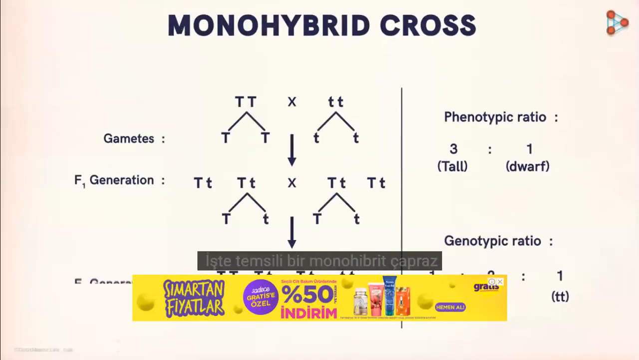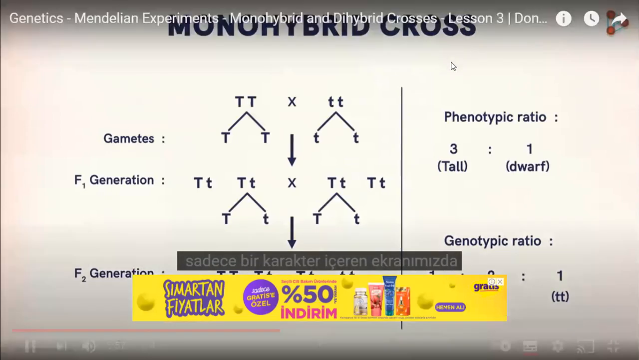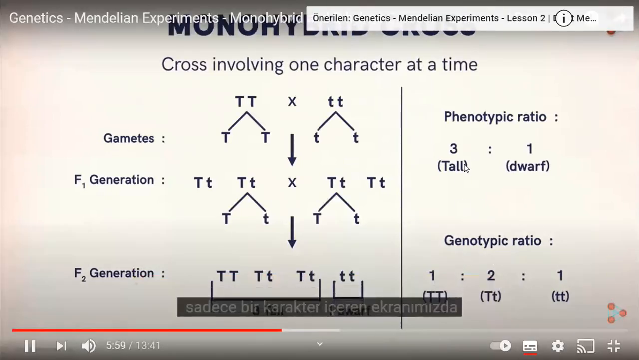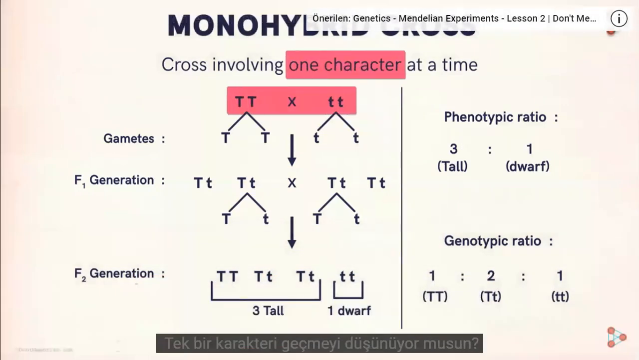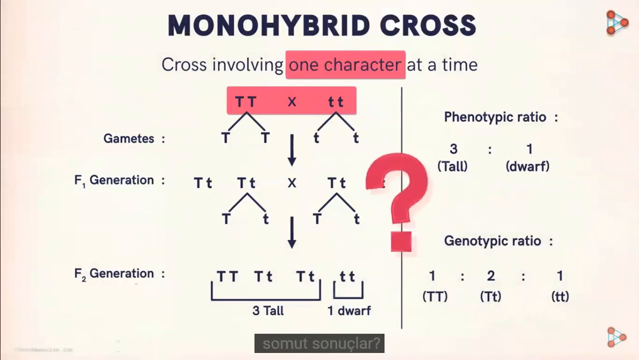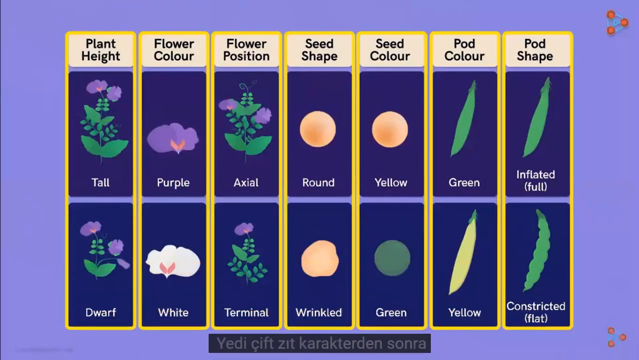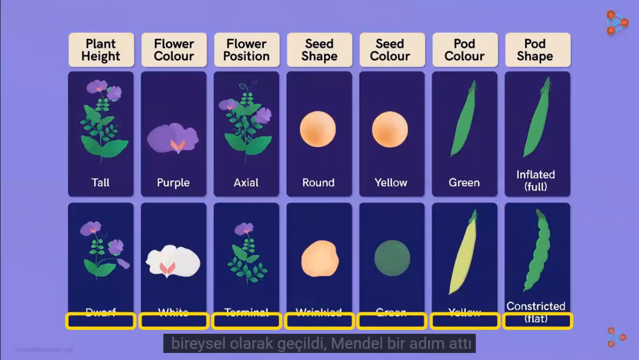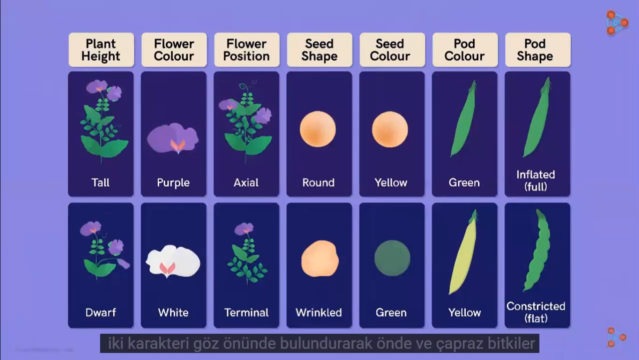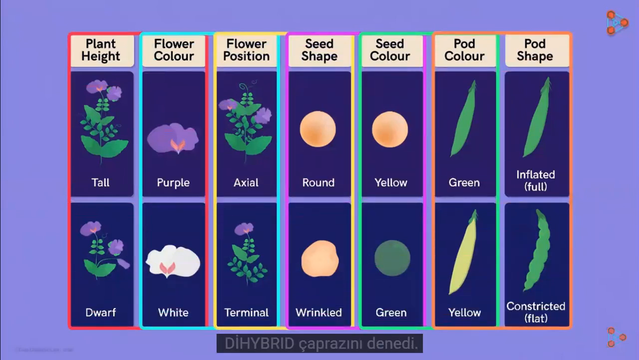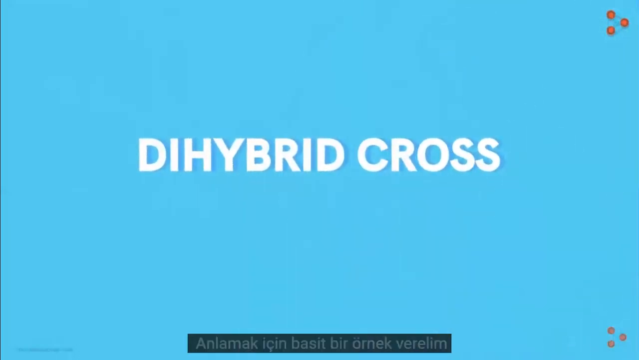Here is a representative monohybrid cross on our screen, which involves only one character at a time. Do you think crossing a single character at a time was enough for Mendel to arrive at concrete conclusions? Of course not. After all, the 7 pairs of contrasting characters were crossed individually. Mendel went a step ahead and crossed plants considering 2 characters at a time. He tried the dihybrid cross.